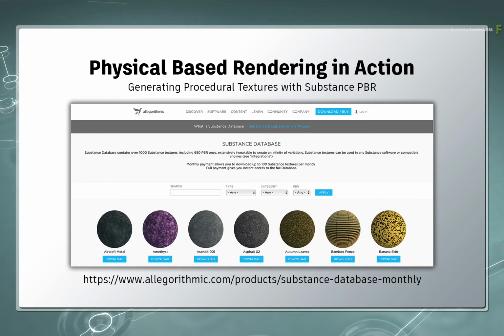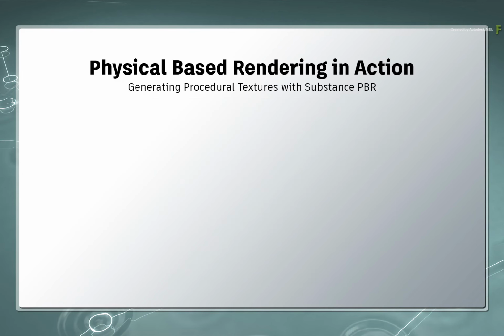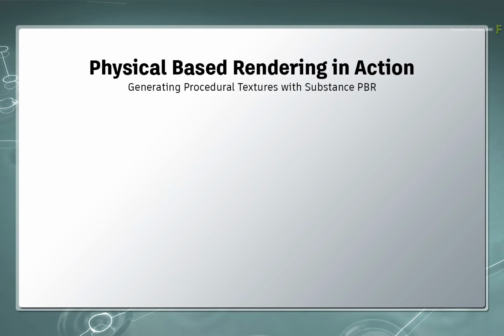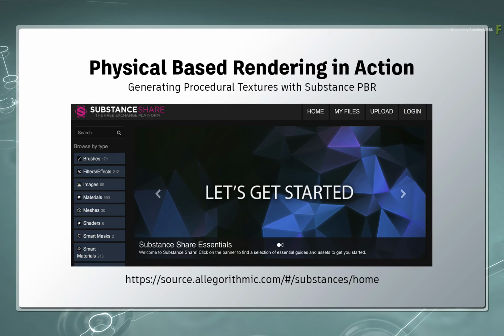Firstly, there is Substance Database that offers PBR and non-PBR assets as a paid subscription service. Secondly, there is the Substance Source that offers free PBR assets specifically chosen by Allegorithmic. Or finally, you could go to the Substance Share, which is a free user-driven platform for PBR and non-PBR assets.